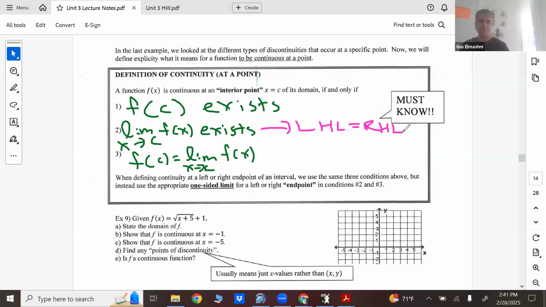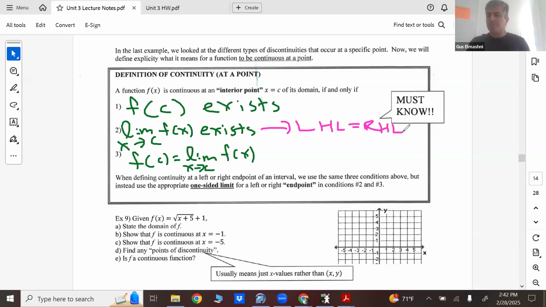Can you repeat the difference? Condition 1 is the limit exists. Condition 3, 1 and 2 both equal each other: F of C equals the limit. Right, there has to be a Y value, there has to be a limit, and the Y value equals the limit itself, which obviously we've dealt with the whole time.